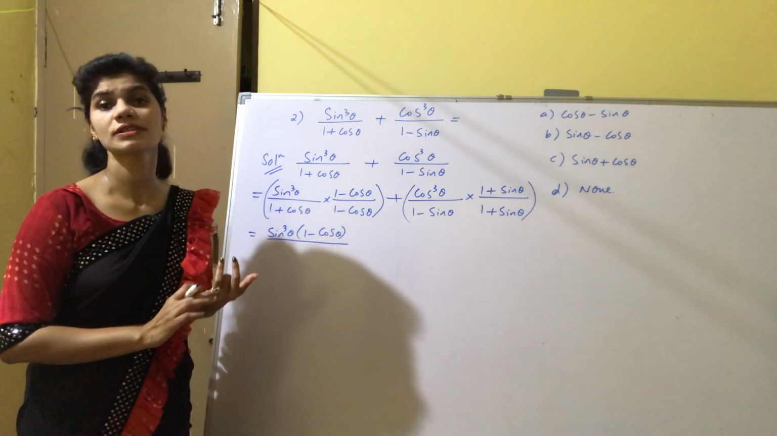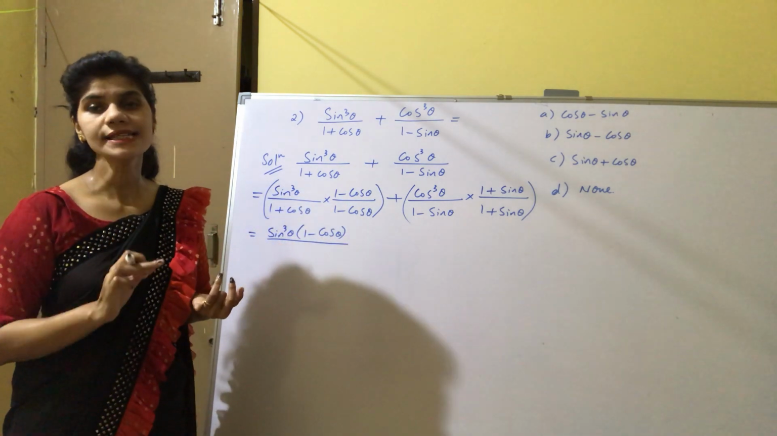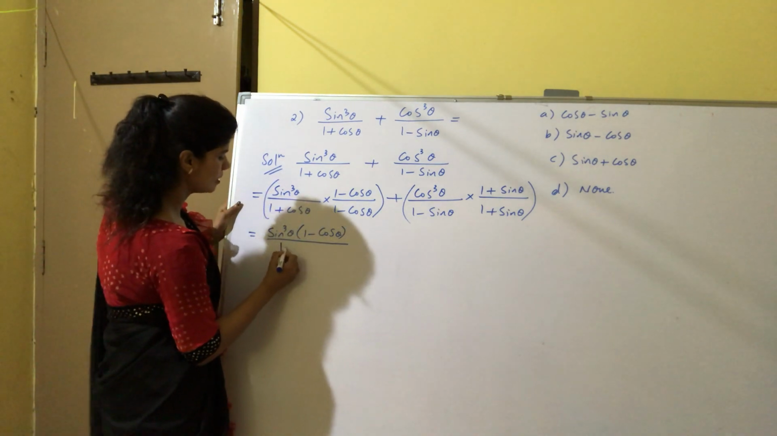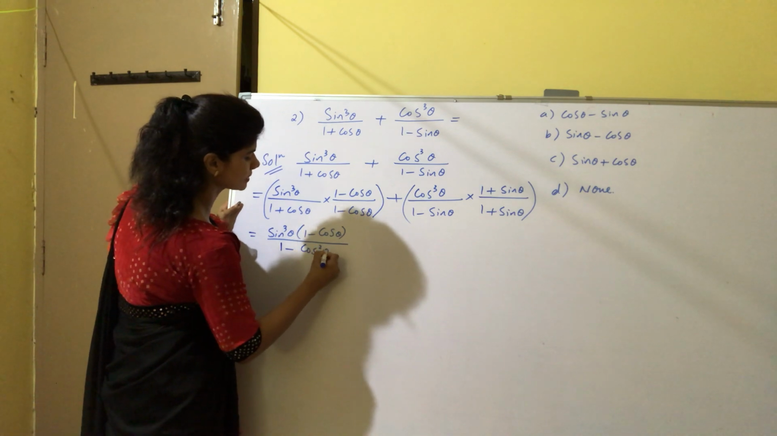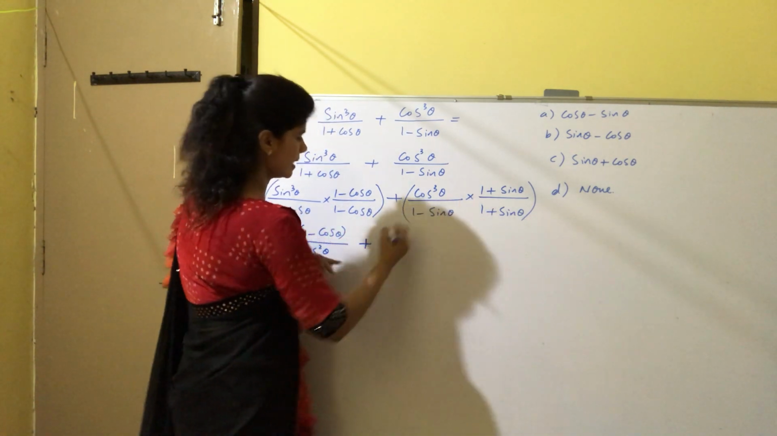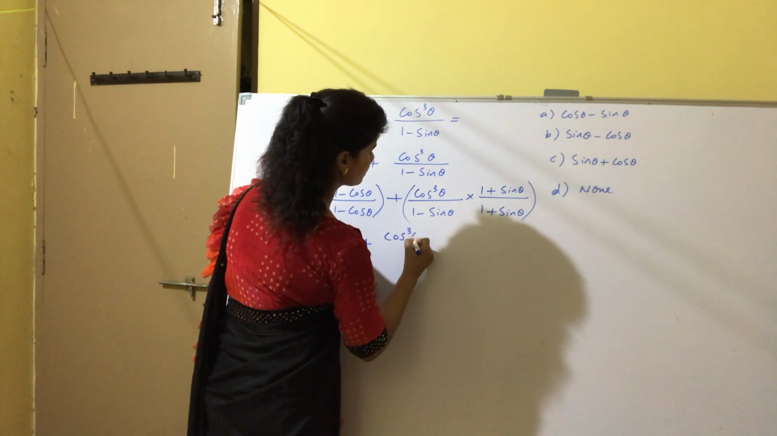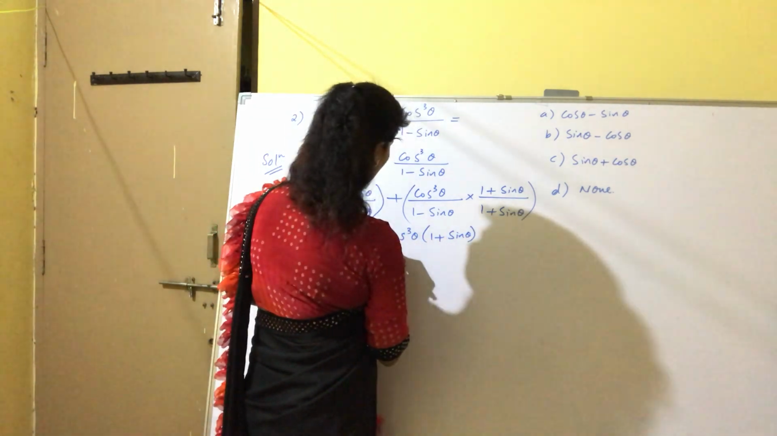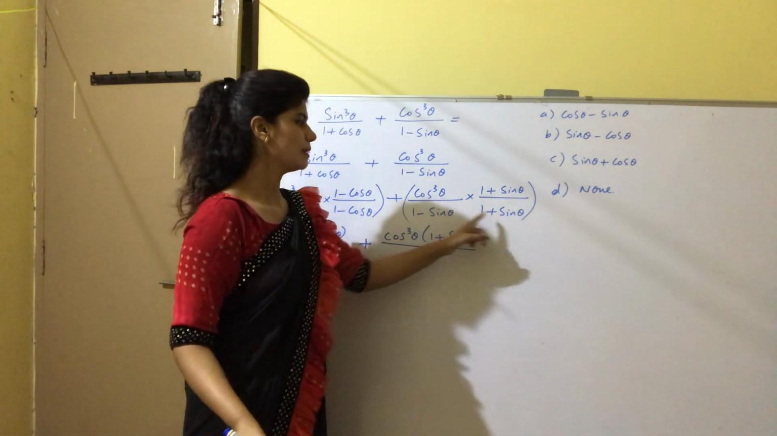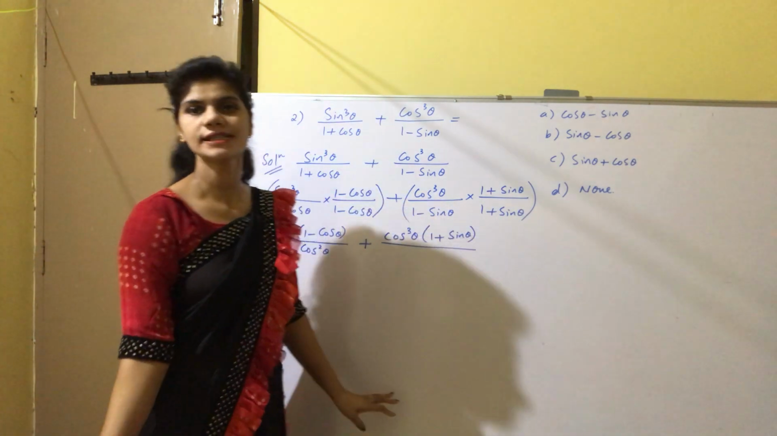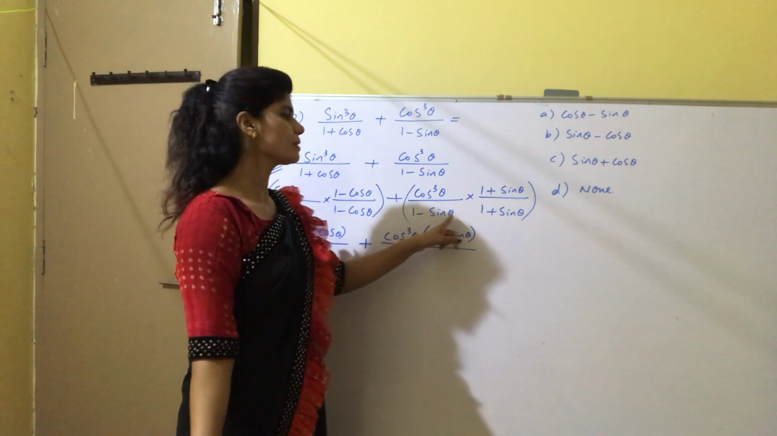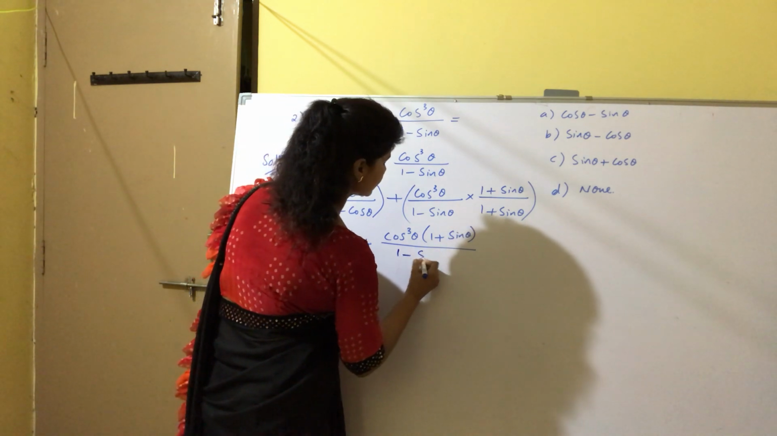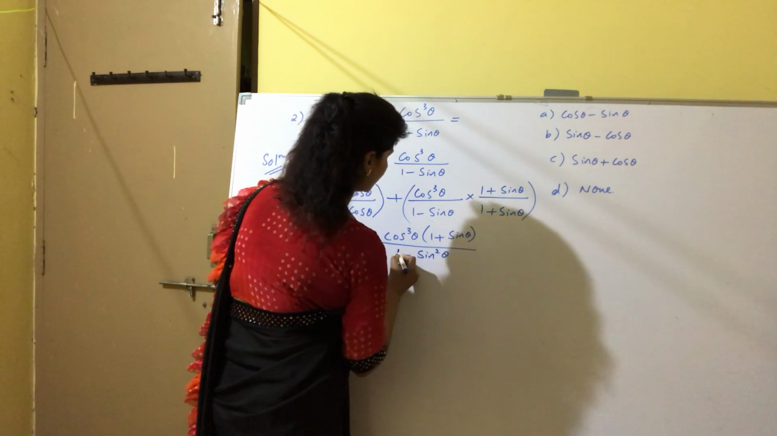It is 1 plus cos into 1 minus cos, which is 1 square minus cos square, a square minus b square. So 1 square is 1 minus cos square theta. Similarly in this case, cos cube theta into 1 plus sine theta. Below what do you see again? A minus b into a plus b is a square minus b square. So it becomes 1 square minus sine square theta. So 1 square is 1 minus sine square theta.